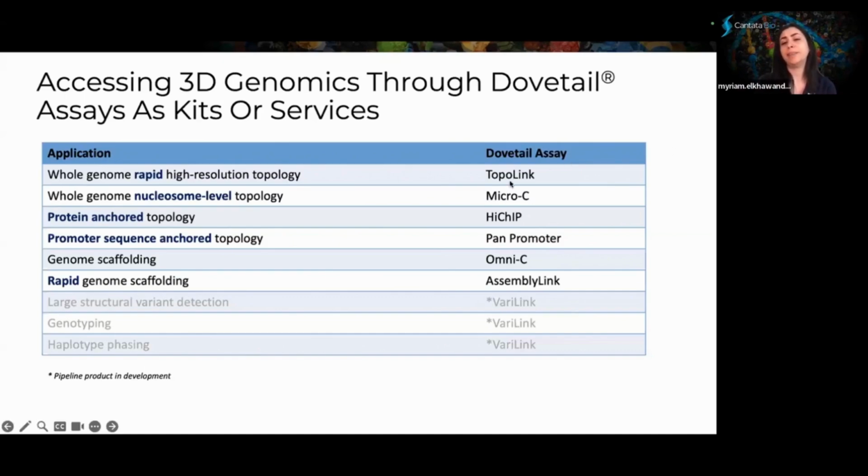TopoLink is an assay that we've recently launched, and it allows you to have a whole genome high-resolution topology very rapidly.